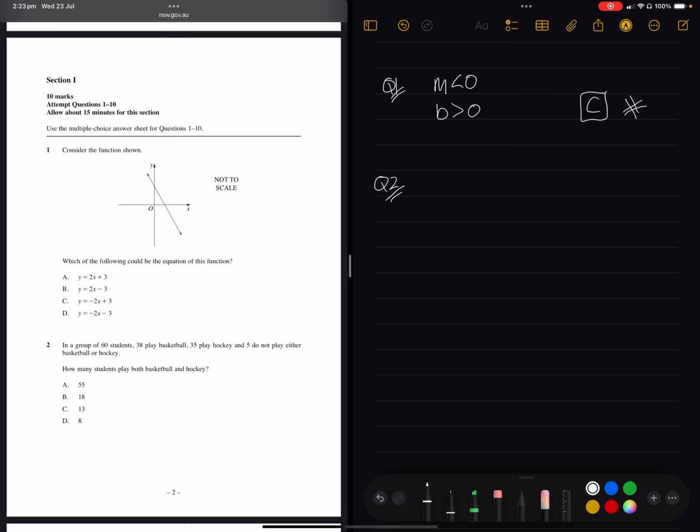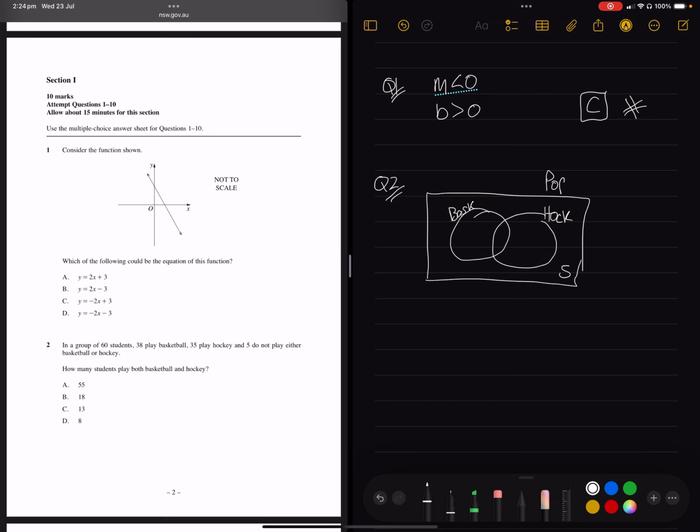Question 2. We're told a group of 60 students, 38 play basketball, 35 play hockey, 5 don't play either. How many play both? All right, a good way to do this is a Venn diagram. Just draw a little Venn diagram, add some numbers into it. So circle here, circle here. We'll call this basket. We'll call this hock. So we know 5 don't play either, and we know the population is 60. That means there's 60 students in total. We'll call this A, we'll call this bit B, we'll call this bit C.